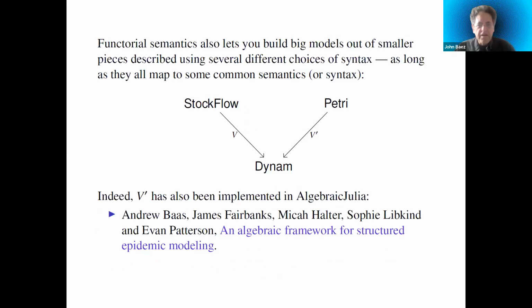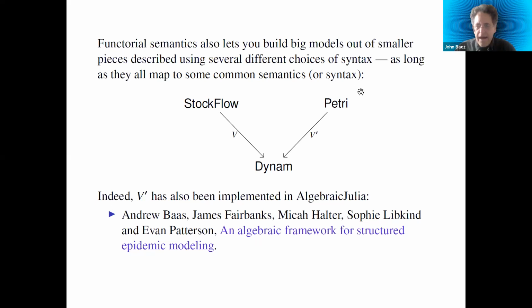So another thing is that functorial semantics lets you build big models out of smaller pieces that are described using several different choices of syntax, as long as they all map to some common semantics or even some common syntax. So for example, besides being able to turn StockFlow diagrams into dynamical systems, you can turn Petri nets, or Petri nets with rates technically, into dynamical systems. And that latter has been implemented in AlgebraicJulia before we came along in this paper here.